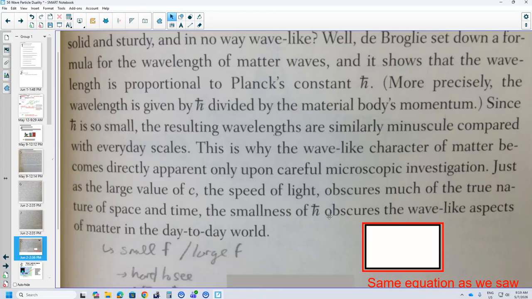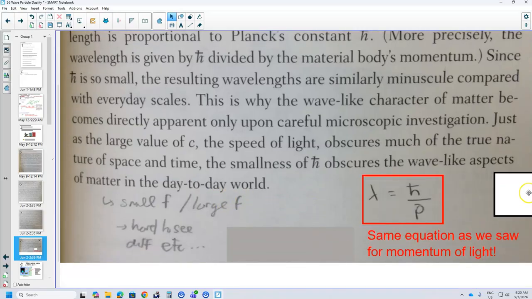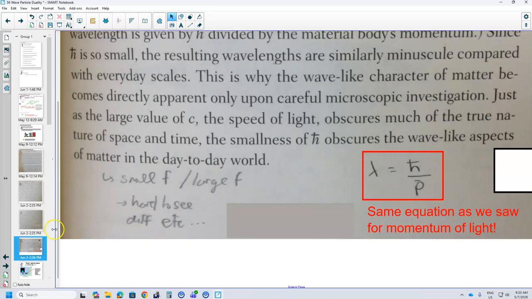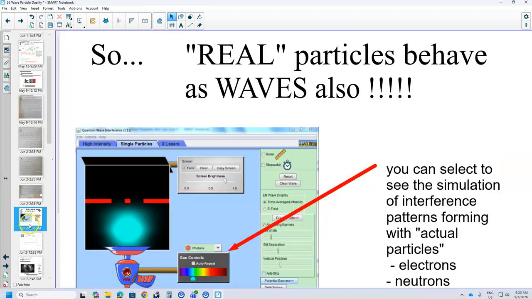Just as the large value of c, the speed of light, obscures much of the true nature of space and time that we'll learn about soon in the next unit, the smallness of h bar obscures the wave-like aspects of matter in our day-to-day life, right? So we've got that same equation as we saw for the momentum of light. Since we have this number being so small, yeah, very, very hard to notice.